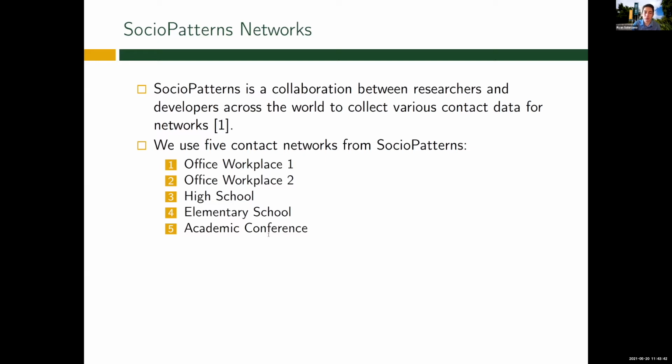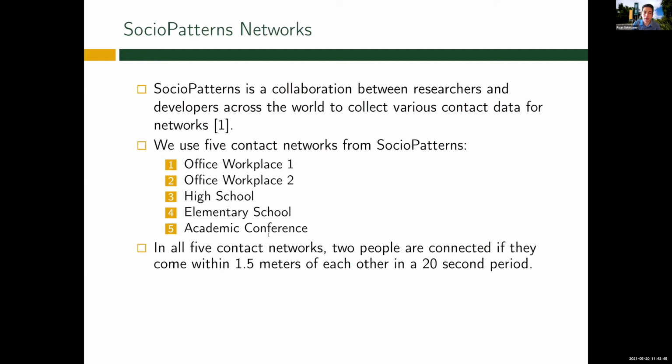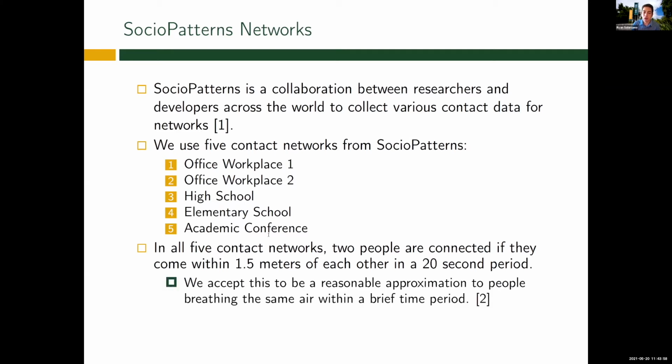I'll get into a little bit of the validity of this, but in all 5 contact networks, 2 people are connected if they come within 1.5 meters of each other, or about 5 feet, for a 20-second period, and they all use the same infrastructure to collect this data. We can accept this as a reasonable approximation of breathing the same air within 5 feet. These contact networks were collected using RFID tags. If anyone's done a 5K with a racing number, they have a chip on the back to register when you finish, and that's an RFID tag. So it's the same technology.